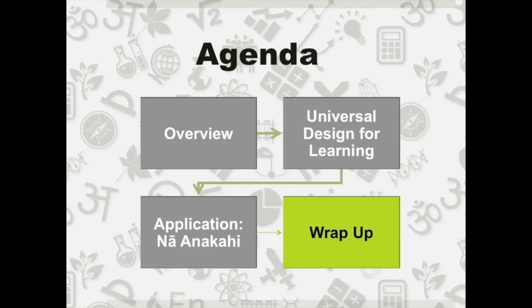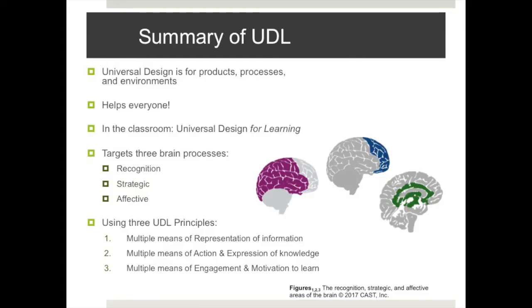We will conclude this presentation with a wrap-up. Summary of UDL. Universal design is for products, processes, and environments and helps everyone. UDL targets 3 brain processes: 1. Recognition, 2. Strategic, and 3. Effective.